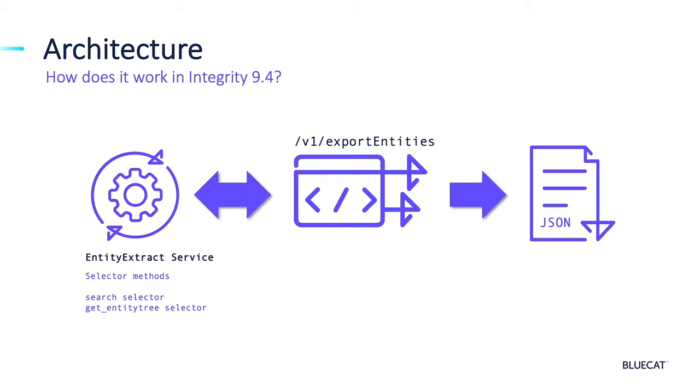It currently includes support for two selectors, a search function, and an ability to get an entity tree. And it also supports regular user-defined access rights, giving much better performance than before.